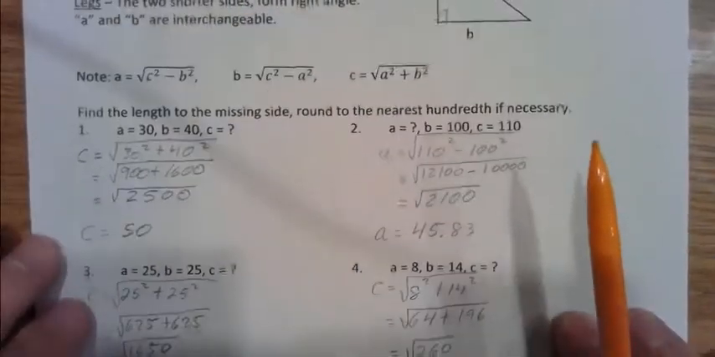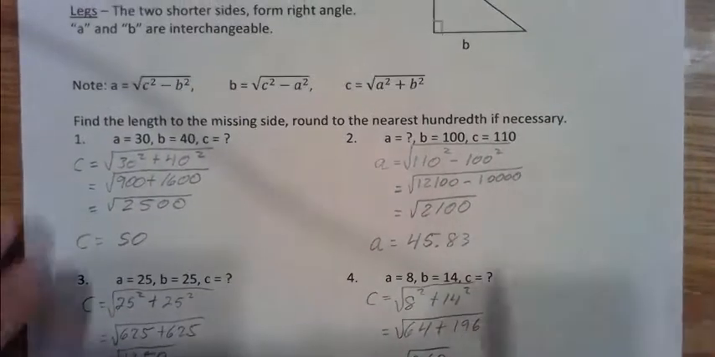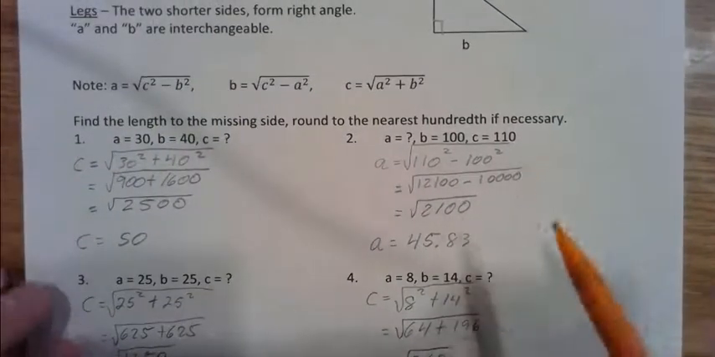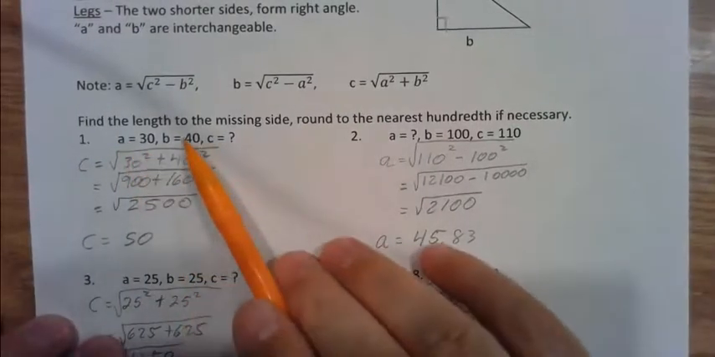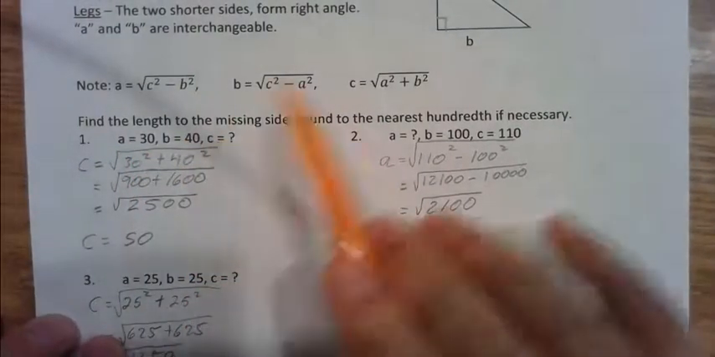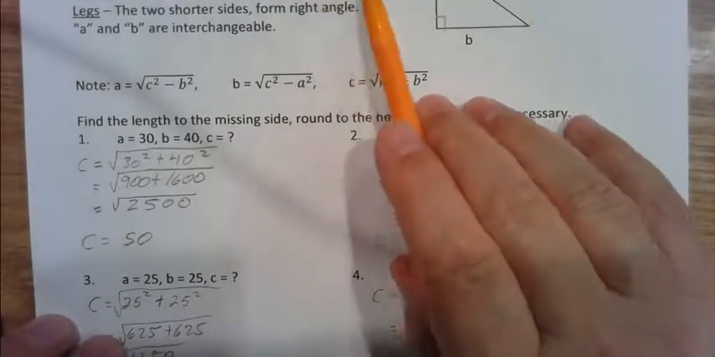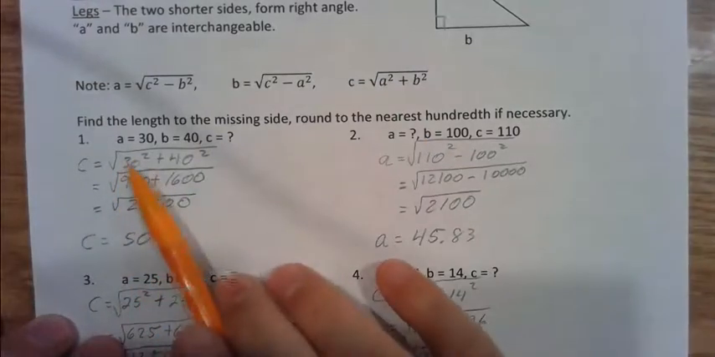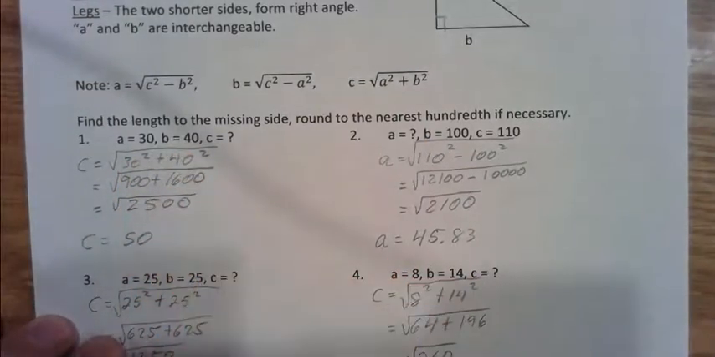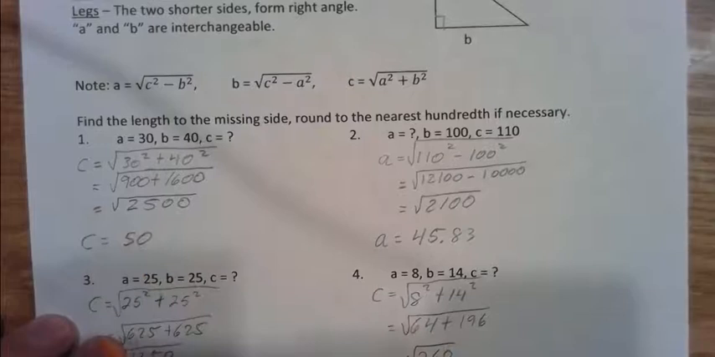All right, so number one, it says find the length of the missing side, round to the nearest hundredth if necessary. So A is 30, B is 40, I want to find C. If I want to find C, I'm just going to do the square root right here. So 30 squared plus 40 squared, and when we do the square root, we get 50.